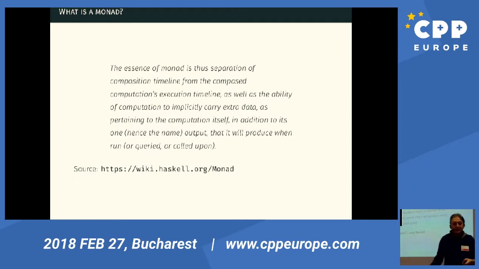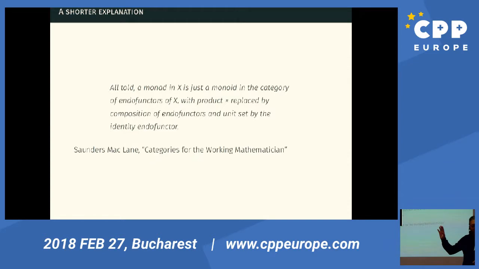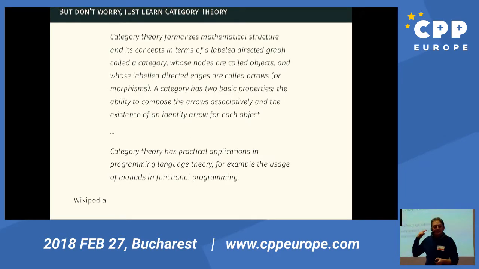But maybe there's a shorter explanation. So, ready? "All told, the monad in X is just a monoid in the category of endofunctors of X, with product replaced by composition of endofunctors and unit set by the identity endofunctor." And if you don't understand this, then you can learn category theory.